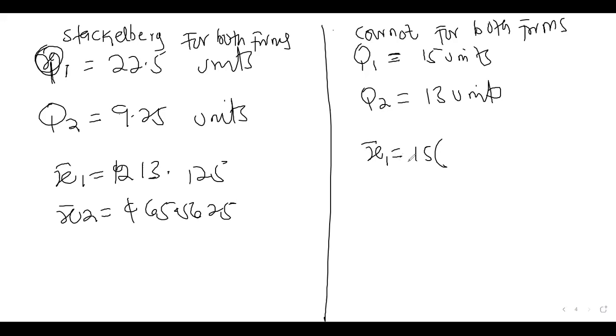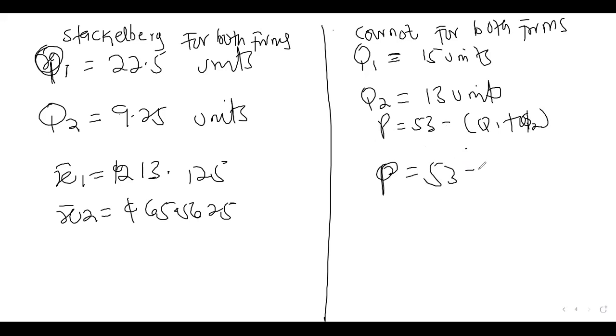So remember, in getting profit, it is output into bracket, price minus marginal cost, bracket close, minus fixed cost. We did that in the oligopoly. So it will be 15 into bracket. The price for firm one is the industry price, because the question says price is equal to 53 minus Q1 plus Q2. So this will give us 53 minus 15 plus 13, and the industry price will be 25.